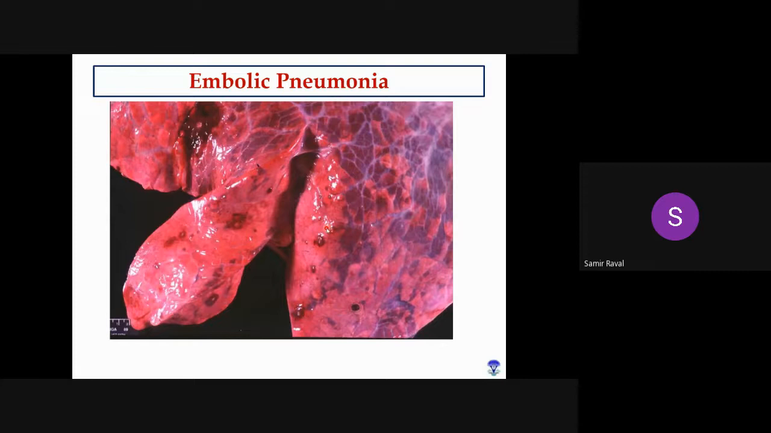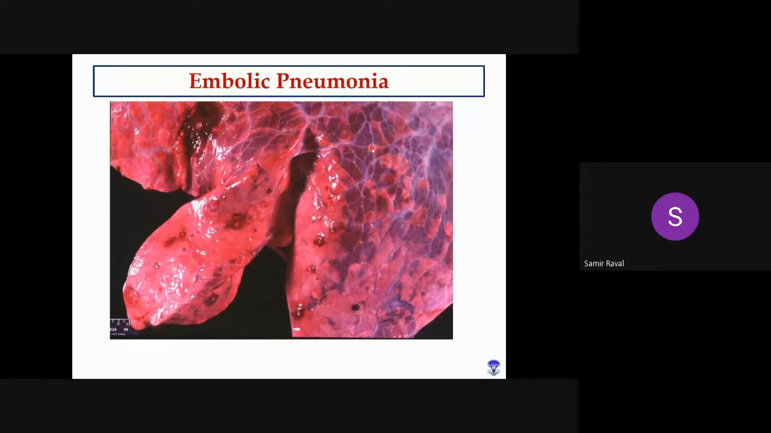Here you can see again, this is a lung, and most probably this will be the lung of cattle, right? So here you can see this is a comparatively healthy area. These lobules are comparatively healthy, but if you see these dark lobules, they are showing areas of pneumonia, as well as here you can see there are some multifocal areas which are showing pneumonia, right? So this is embolic pneumonia. This is also an area of pneumonia, right?